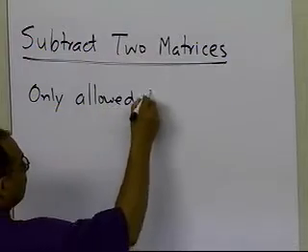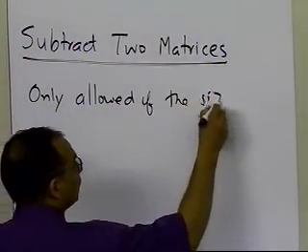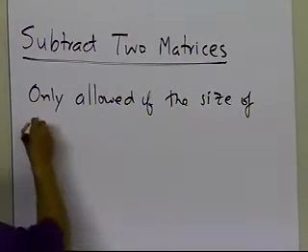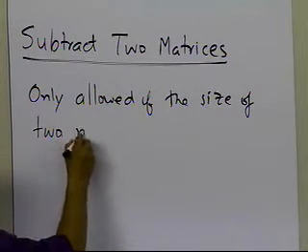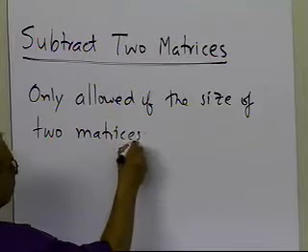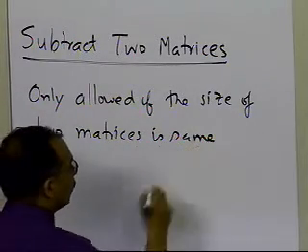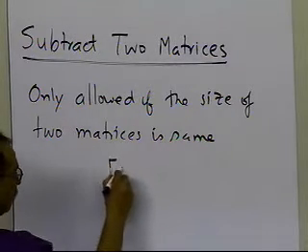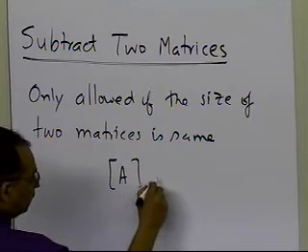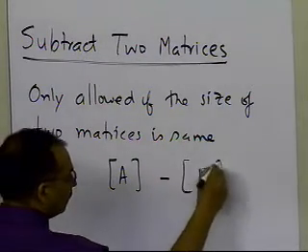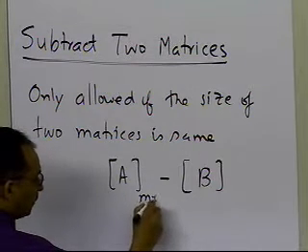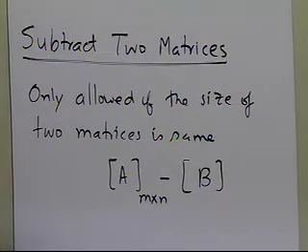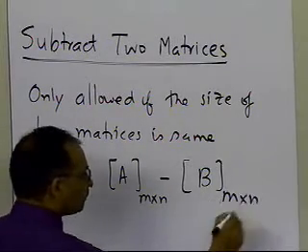if the size of the two matrices is the same. One cannot subtract a matrix of one size from another if they are different. What that means is that, let's suppose you are trying to subtract B from another matrix A, and A has size m by n, that is, m rows and n columns, then B also has to have m rows and n columns.